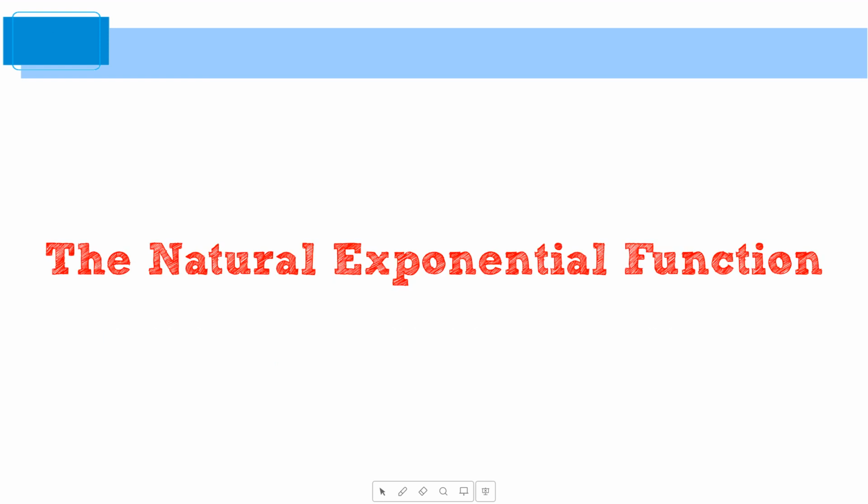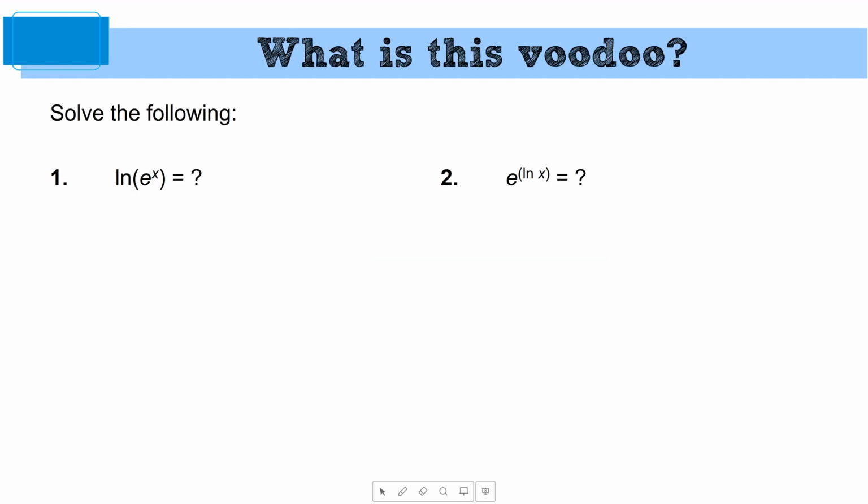Okay, so here are the first two questions. Solve, i.e. simplify each of those composite functions, please.